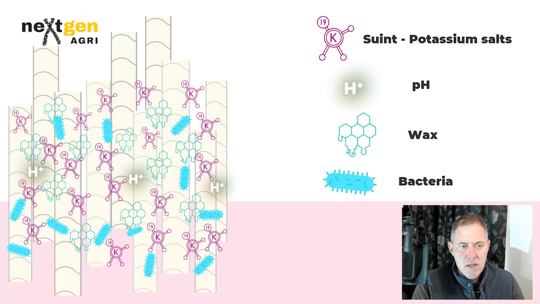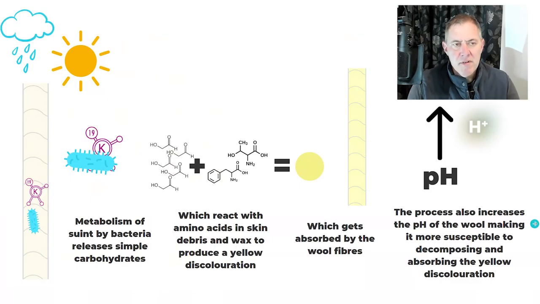What happens when we get warmth and rainfall together? We get some moisture, or it might not be rainfall even, but fog and misty conditions and humidity, where you've got moisture combining with warmth. You'll end up in a situation where bacteria is happier. So you start getting bacteria being more active, and they start metabolizing those suint particles, and in doing so release simple carbohydrates from those particles. Those carbohydrates then react with amino acids in the skin debris and wax that are floating around in the wool, and produce that yellow discoloration.